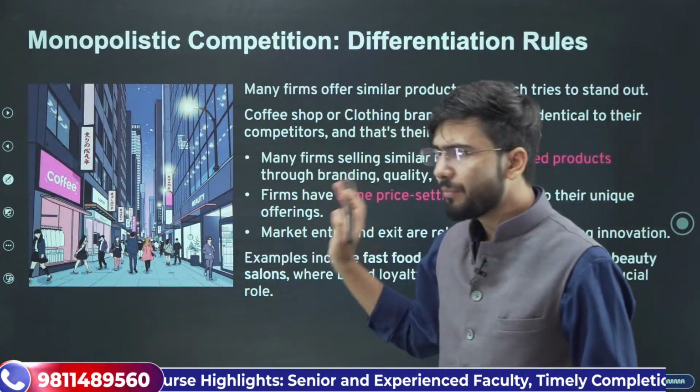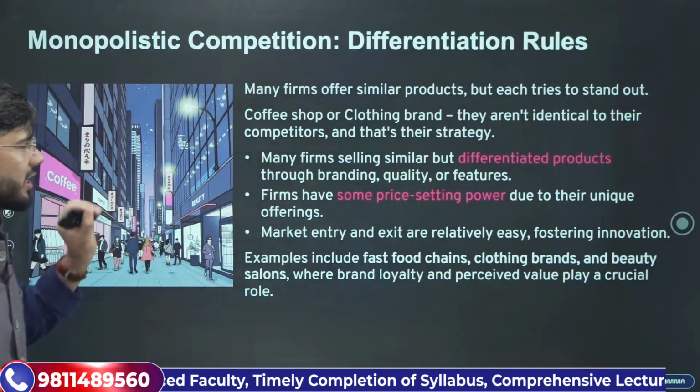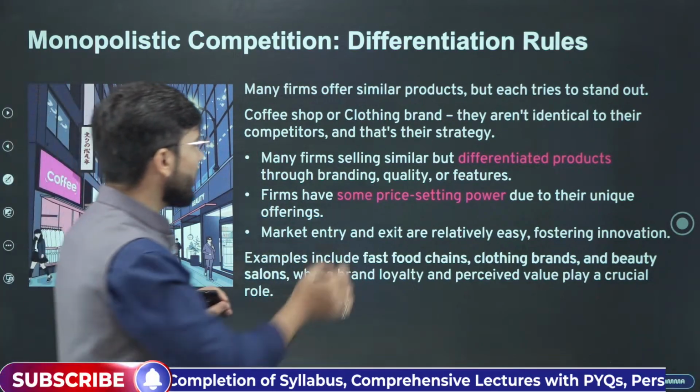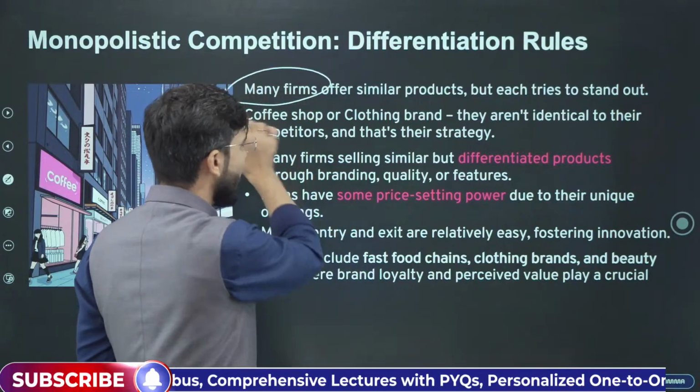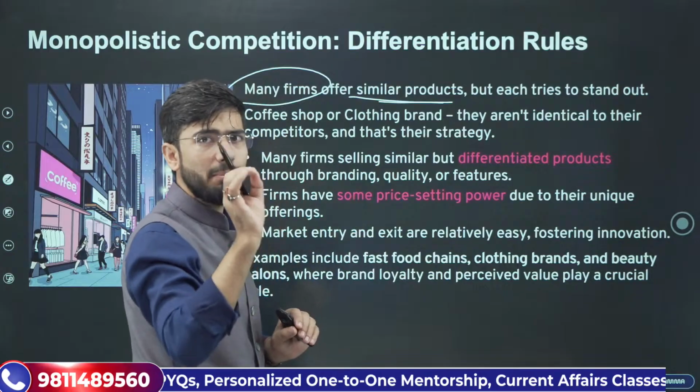We discussed this. Next comes the monopolistic competition. Monopolistic competition says that there are many firms, but the product is quite a bit similar.